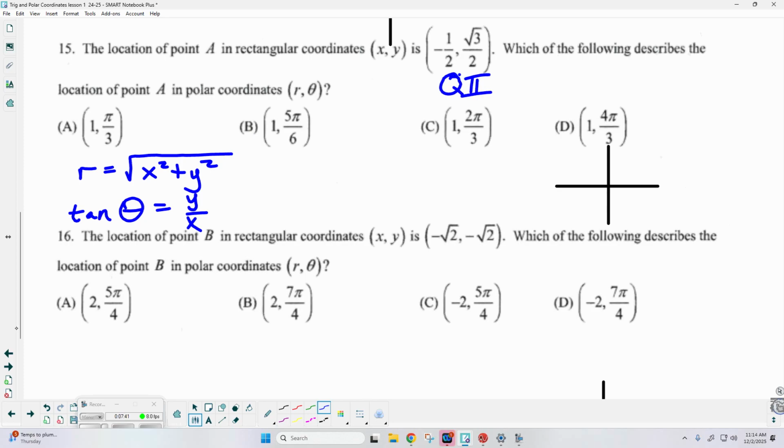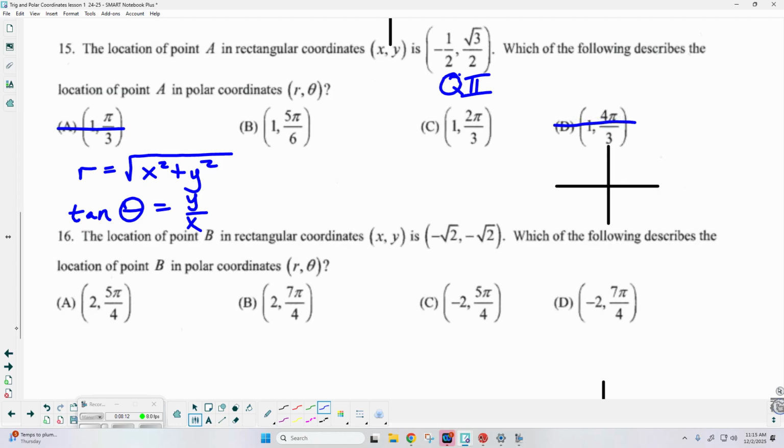Well, let's start with A. Pi over 3 with a radius of 1, that's in quadrant 1, so that's automatically eliminated. B, 5 pi over 6 with a radius of 1, that's a possibility. C, 2 pi over 3 with a radius of 1, that's also in quadrant 2. What about D, though? That's in quadrant 3. So I wasn't able to get down to the final answer, but at least I eliminated 2 potential answers. Is everybody okay? All right.